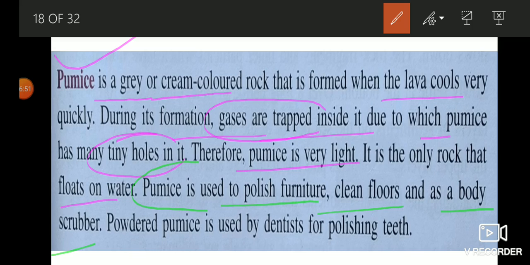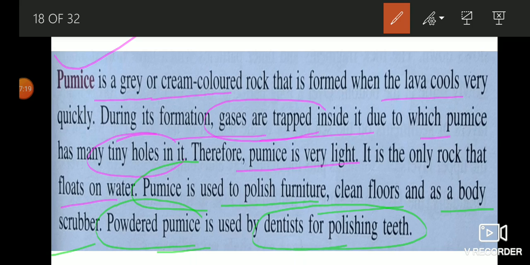And in powdered form, pumice rock is sometimes ground to get the powder, and this powdered pumice is used for polishing the teeth. Dentists basically use it. Dentist means the person who deals with our teeth.